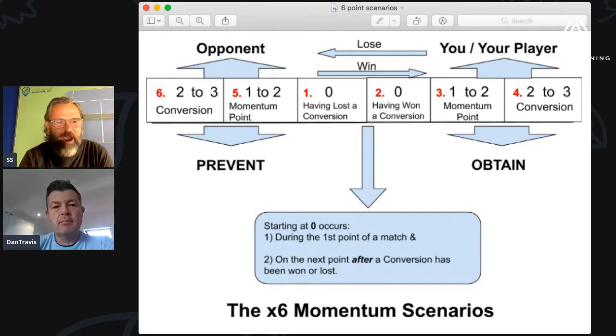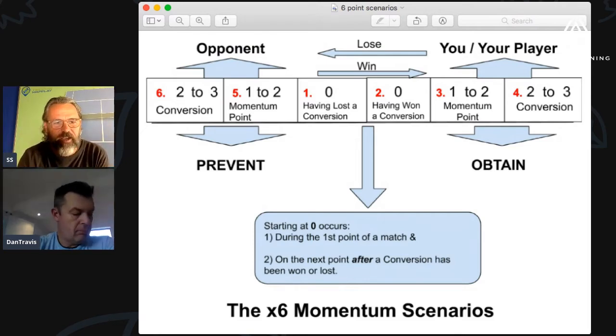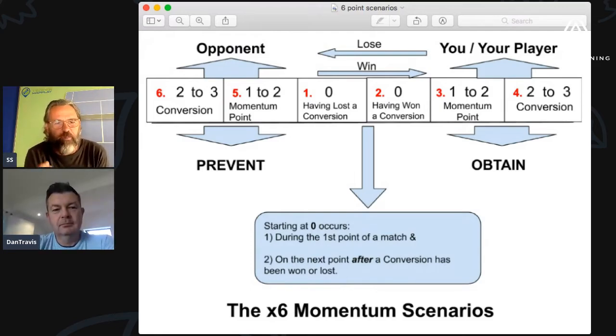Yeah. It's crazy because unless they really pay attention, and junior players, their minds are going to wander. So it's a battle. Having lost a conversion, the best time, which is 3 points in a row, you just lost 3 points in a row. The best time to win 3 points in a row is right after that. Okay, because you've lost a conversion.